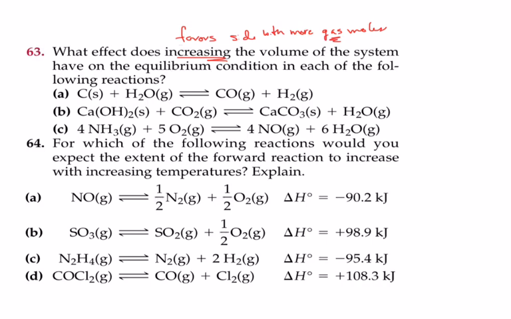Here's 63 and 64. My hint for 63 is don't forget to only focus on things that are in their gaseous state for changing the volume. And then this one down here, 64, identify if it's endothermic or exothermic, and so we expect the forward direction, what will happen to the forward direction if you increase the temperature. So you should be fine with that.